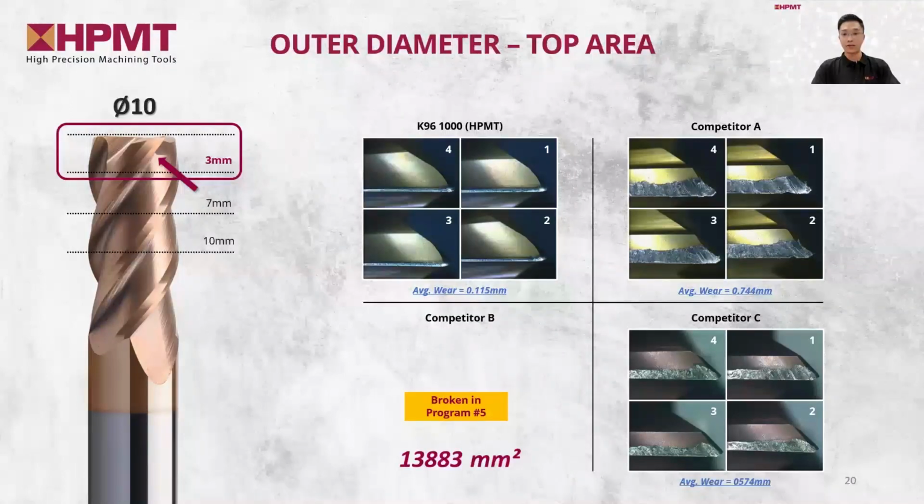As you can see, the difference in terms of performance is actually very, very significant. Competitor B is already broken at the 5th program, which is about 13883 millimeters squared covered. Competitor A and C already have very heavy wear, while HPMT's K96 is still looking very great.